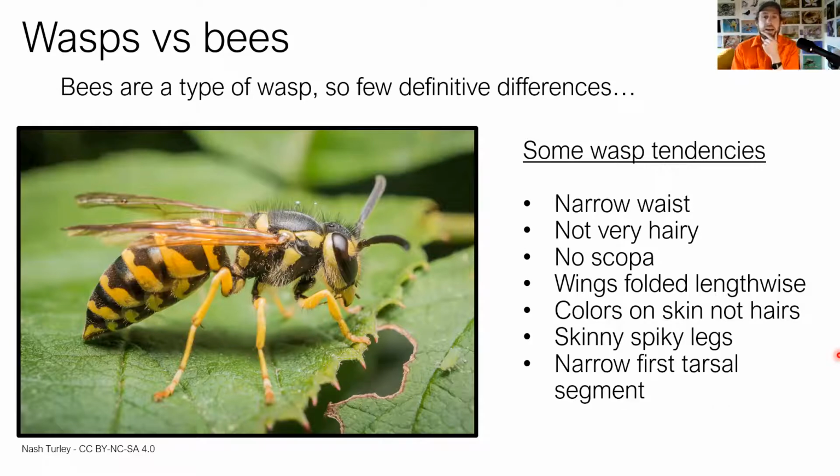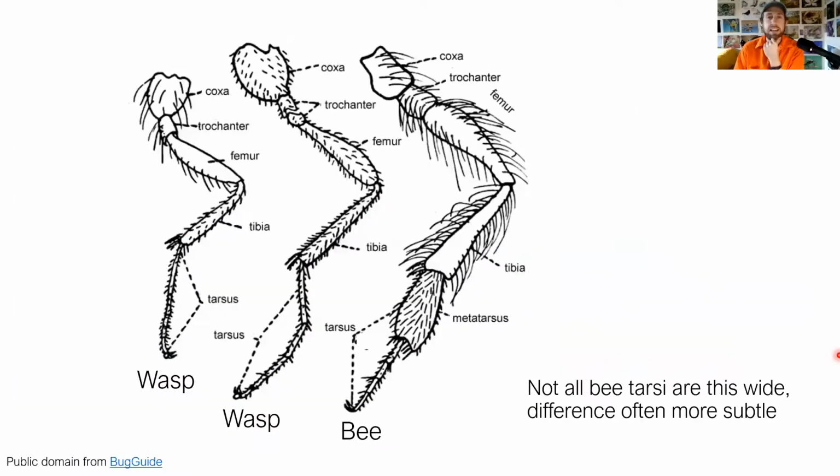And then bees have this sort of jargony trait: bees have a narrow first tarsal segment. So I'll explain that here. This is a leg of a bee or wasp, and the first big segment of the leg is the femur, and then the second is the tibia. And this whole section down here is like their foot, but it has multiple parts, and each part of the foot is called a tarsus, and collectively they're tarsi.